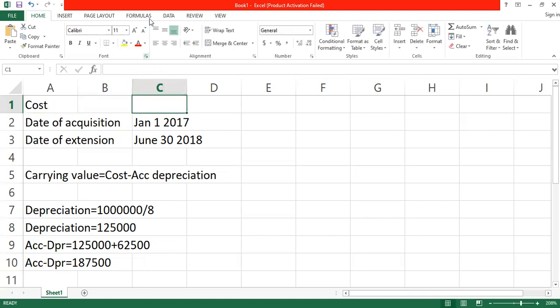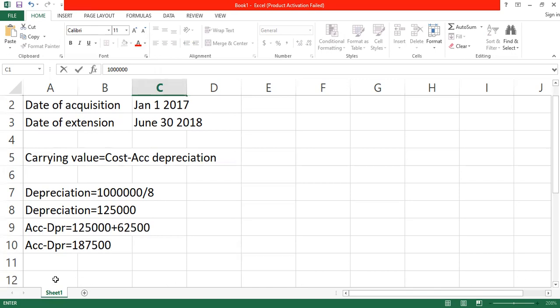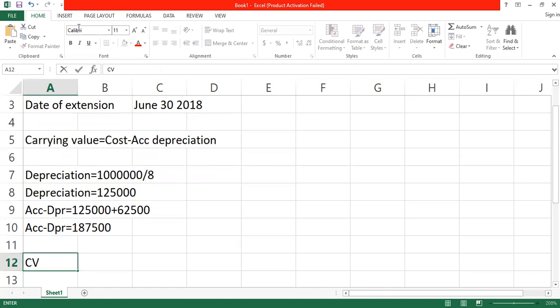$1 million. So out of the 1 million, how much did we use? Out of 1 million, we have used 187,500. Okay, so the carrying value as at the date of the extension will be how much now? 812,500, isn't it? Okay, that is the carrying value. But we did an extension on the building, which cost how much?